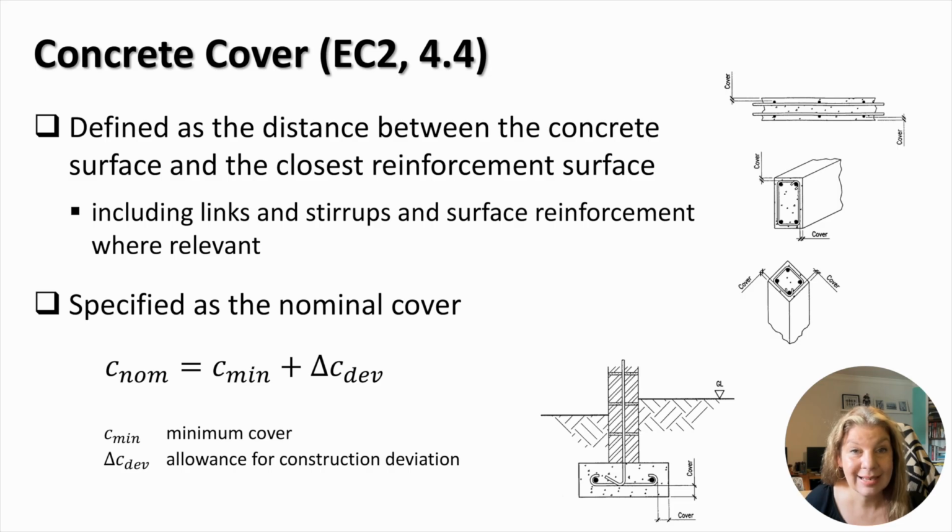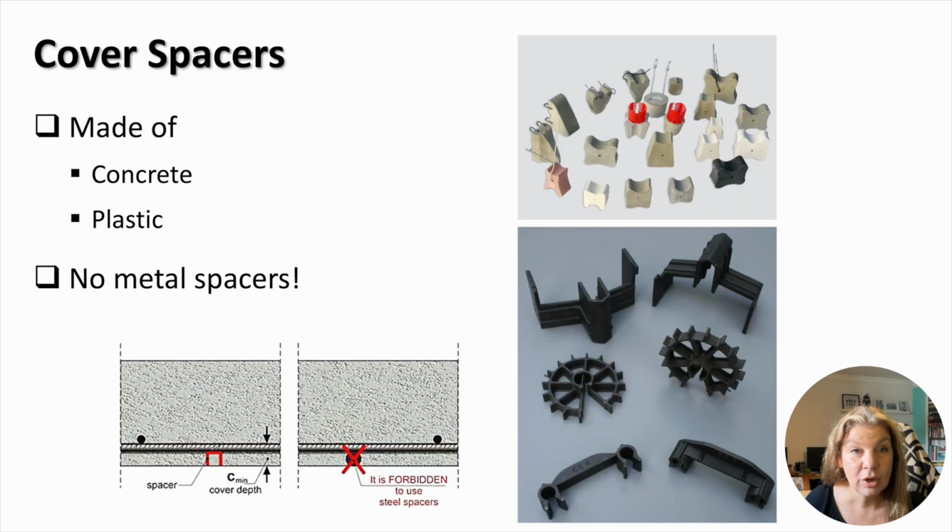Nominal cover is calculated as the sum of the minimum cover, C-min, and the allowance of deviation, delta C-dev. During concreting, reinforcing bars should stay in certain positions within the envelope of a structural element, as can be seen from the bottom pictures. Spacers are used to keep reinforcing bars in place. Spacers have different forms depending on the intended use. Examples of spacers are shown in the pictures to the right. Spacers can be made of concrete or plastic. Metal spacers are not used because they corrode and can cause corrosion of reinforcing bars.